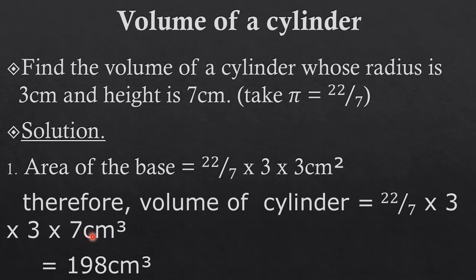Then we will multiply our numerators. We have 1 centimeter times 3, which gives us 3. Now 3 times 3 here gives us 9, and 9 times 22 gives us 198 centimeter cube. I repeat, 198 centimeter cube. Do you understand this?